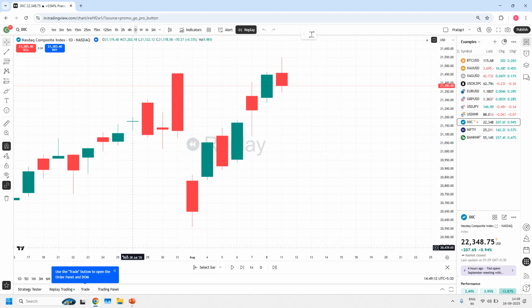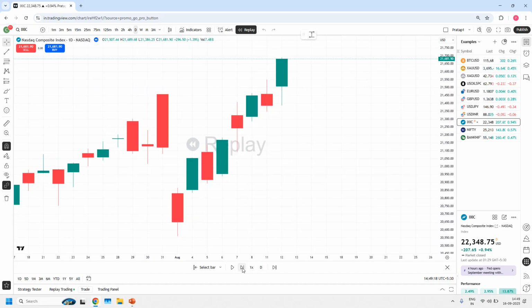Now let's see what happened after this. So now we are moving to the next candle. Did you notice? This is a large candle. Because it is a large candle, this can be used as a leg out candle. So here you have a leg in candle, you have one base candle, and then you have a leg out candle.